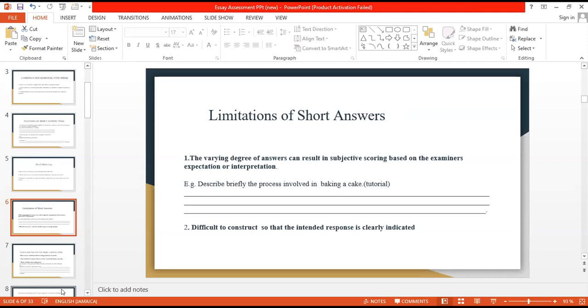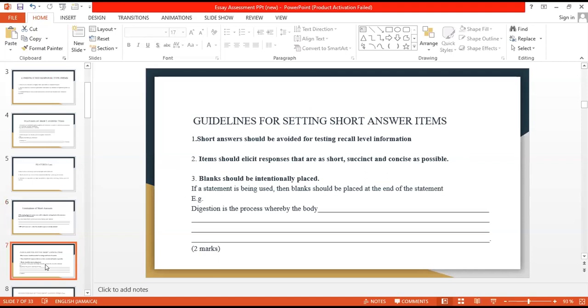Another shortcoming is that it's difficult to construct so that the intended response is clearly indicated. And this is closely linked to number 1, because it is so open to varying interpretations. So sometimes it's hard to construct the question to get any one answer or along the particular line that you would want it. All right, is that clear?